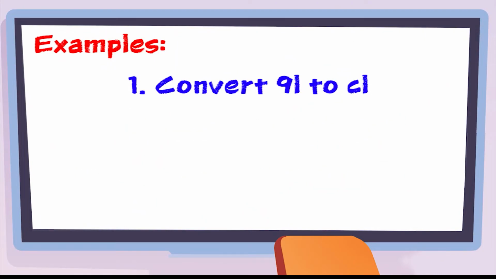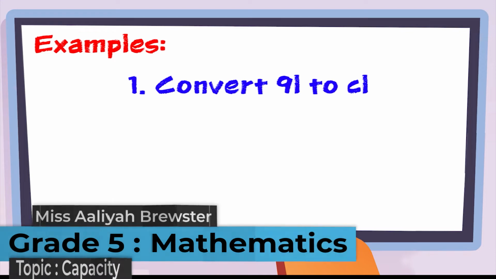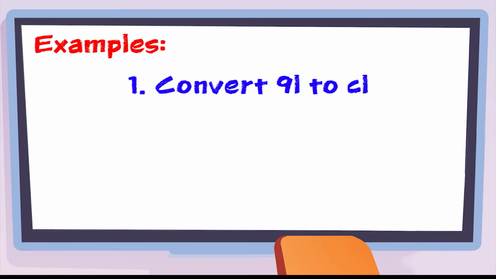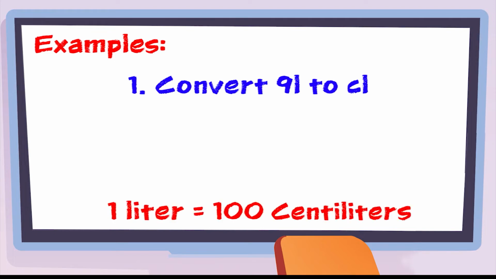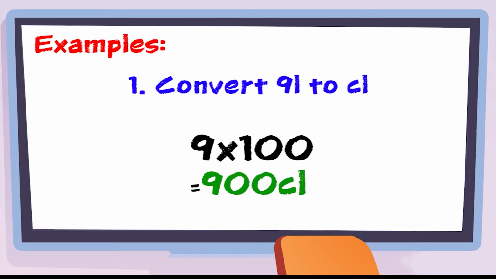The first example, we're asked to convert 9 liters to centiliters. To do this, we must first understand what is the difference between 1 liter and 1 centiliter. 1 liter is equivalent to 100 centiliters. Therefore, we must multiply 9 by 100. The answer would be 900 centiliters. Therefore, 9 liters is equivalent to 900 centiliters.